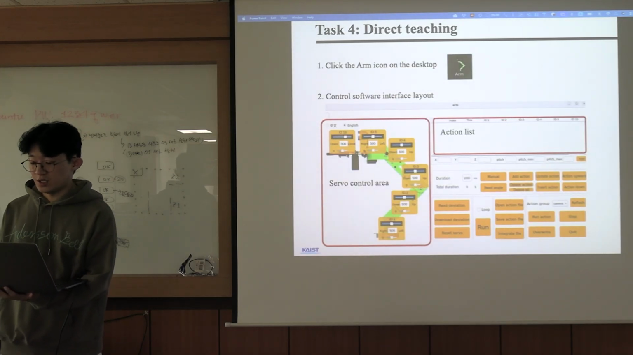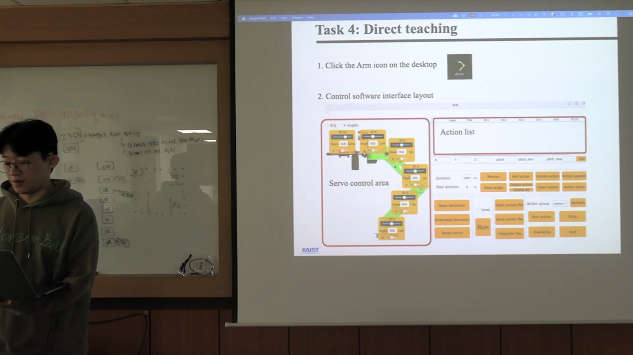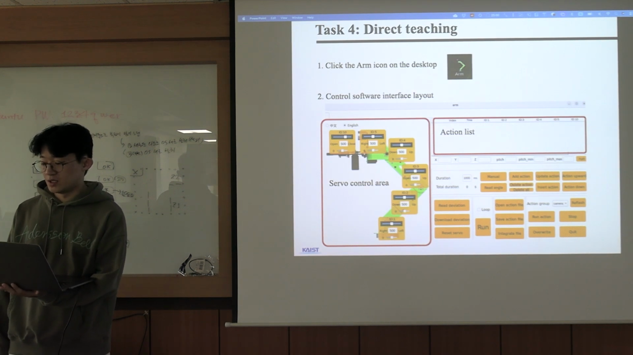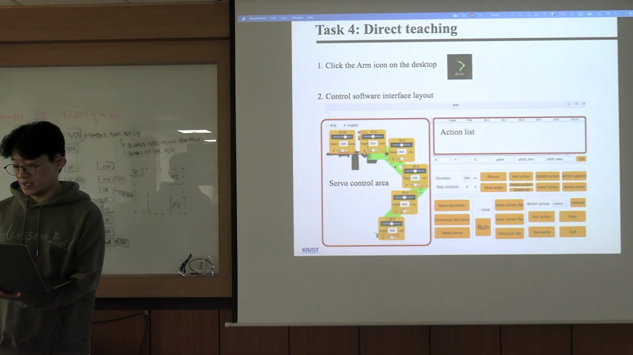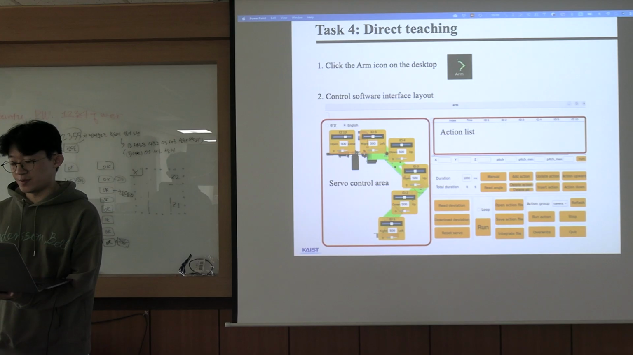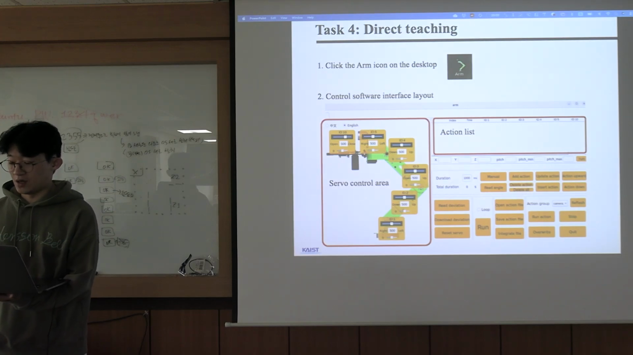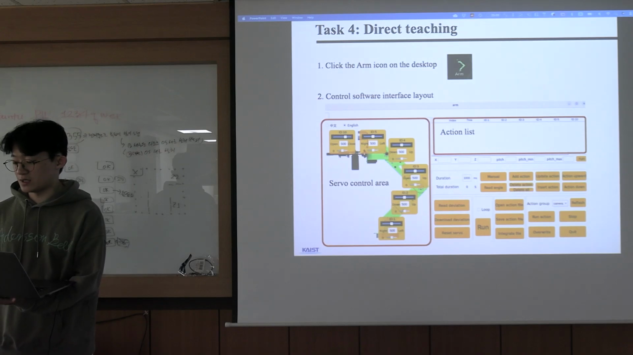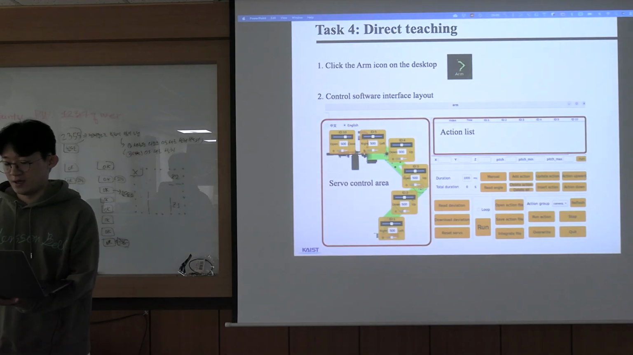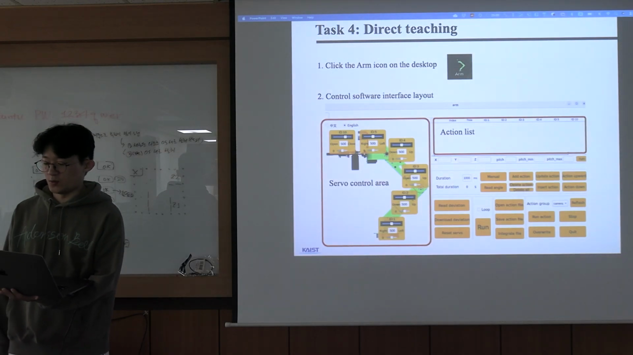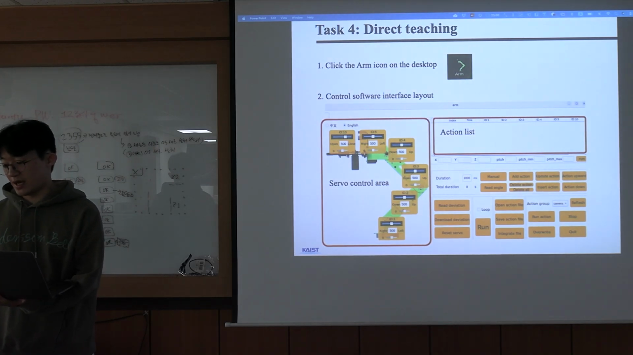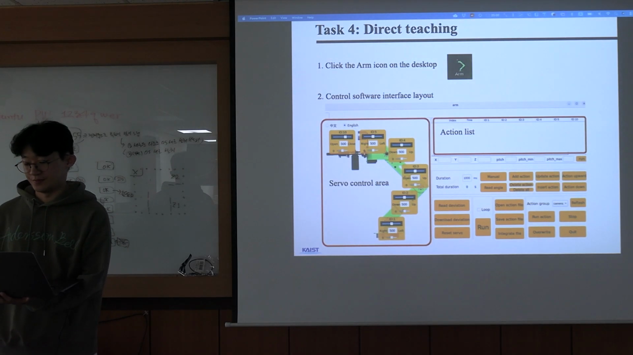To start direct teaching, first click on the arm icon on the desktop. This will open the control software. On the left side, you can see the servo control area where you can adjust each servo position directly. On the right side, you'll find the action list, which records and stores the sequence of servo positions. Using this interface, we can create and save motions step by step, and then play them back as a trajectory.